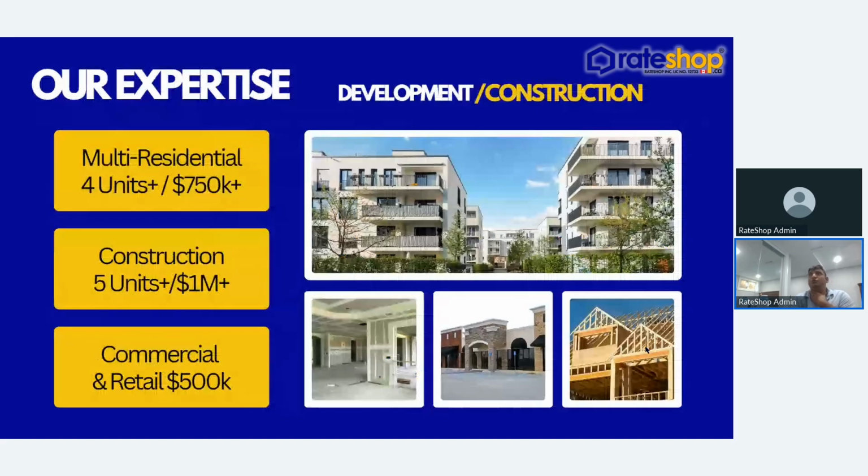So we do multi-residentials, 4 units or more, $750,000 or more. We've actually done less. We do construction for 5 units or more, for $1 million or more. We do commercial and retail for anything over $500,000. So if it's a shell unit, a restaurant, a condominium, a low rise, or just a renovation, we do all of those.